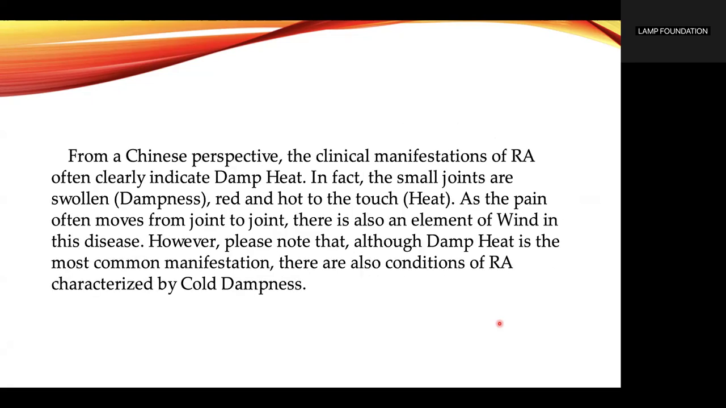From a Chinese perspective, the clinical manifestations of RA often clearly indicate damp heat. In fact, the small joints are swollen, dampness, red and hot to the touch, heat. As the pain often moves from joint to joint, there is also an element of wind in this disease. However, please note that although damp heat is the most common manifestation, there are also conditions of RA characterized by cold dampness.